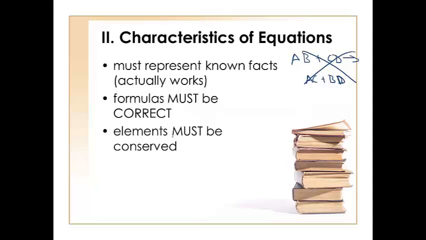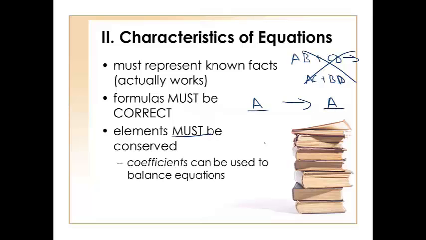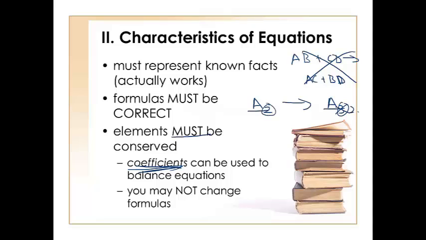And all the elements must be conserved. Law of conservation of mass. If you start with so many atoms or so many grams of A on the left side, you have to have the exact same element and the exact same amount on the right side when you're done. Now, what happens if we started out with like A2 and we ended up with A3? Well, we can put numbers in front to balance out the equation. These are our coefficients. And you cannot change the formula. So if the formula is A2 and you were done and you said, oh, it's A3, you cannot just go and say, well, I'll change that to an A2.